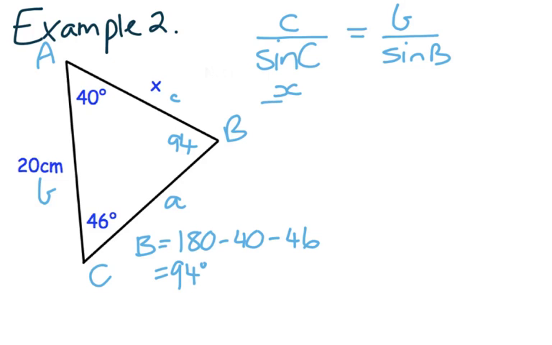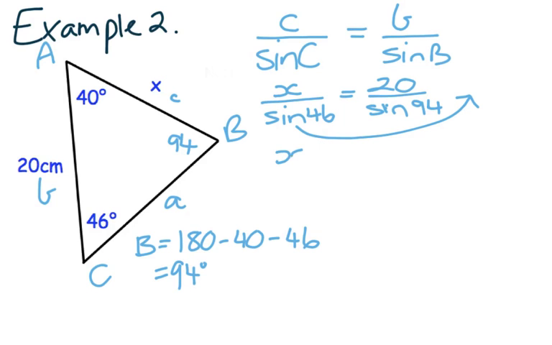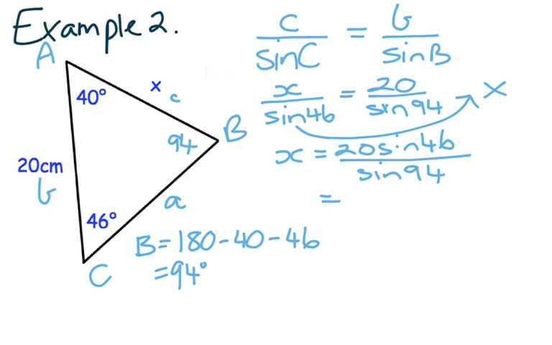Then again, we just go in and we substitute in what we know. X on sine 46 is equal to 20 on sine of 94. And then again, we're just moving that sine 46 to the other side, so we get a times. So we do x is equal to 20 sine 46 over sine of 94. And again, you just type that into your calculator. And to one decimal place, you should get 14.4 centimetres for that side.